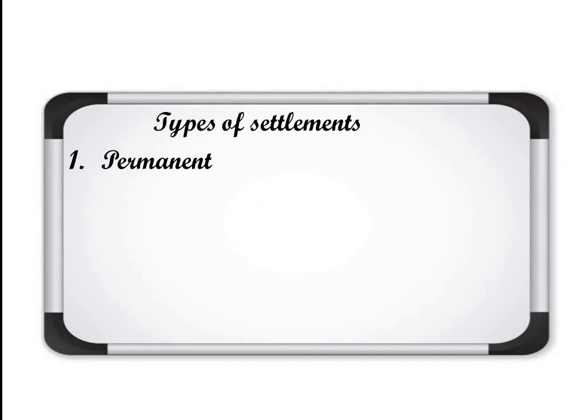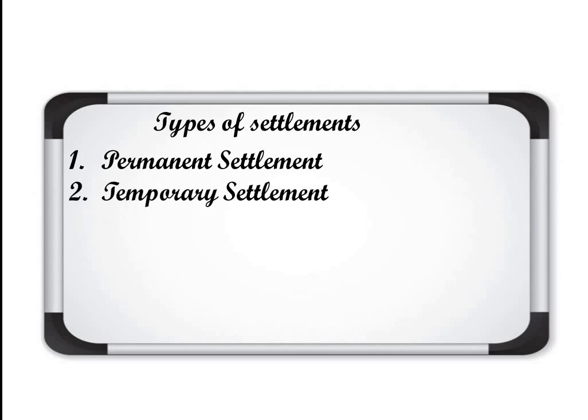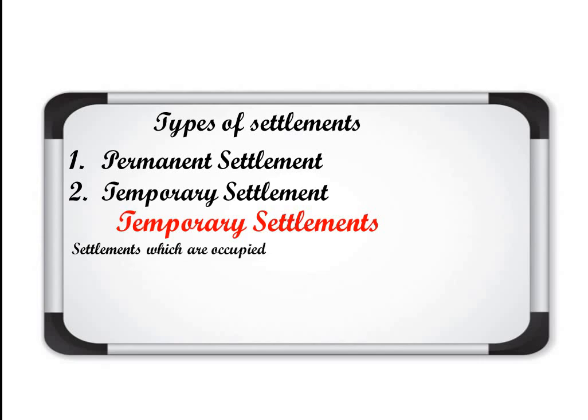Now the next topic was types of settlement: permanent settlement and temporary settlement. These are the main types of settlement. Otherwise, there are different categories of defining the different types of settlement, but the two main ones that we talk about are permanent settlement and temporary settlement. Temporary settlement. By the name we can identify it is for a temporary purpose and for a short time. Settlements which are occupied for a short period of time are called temporary settlements.